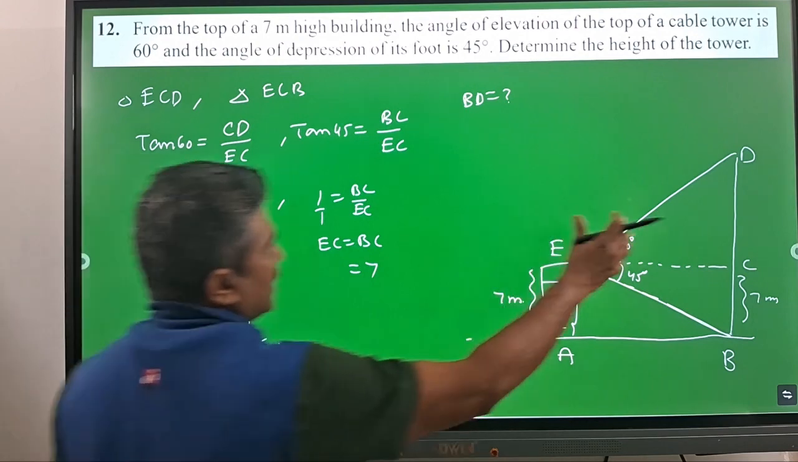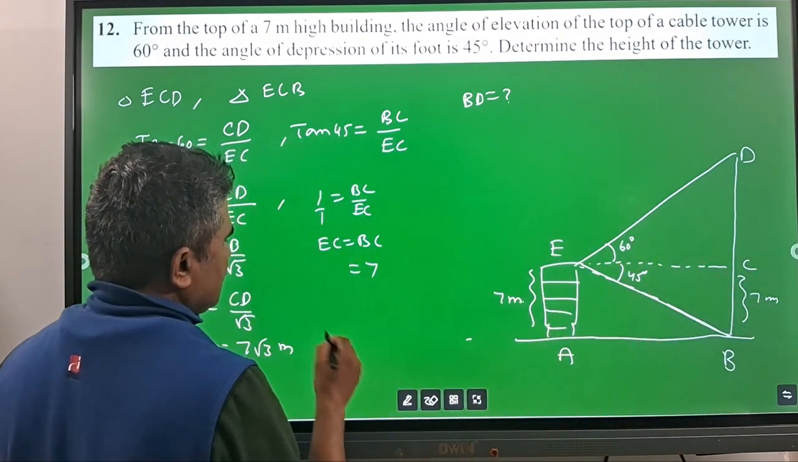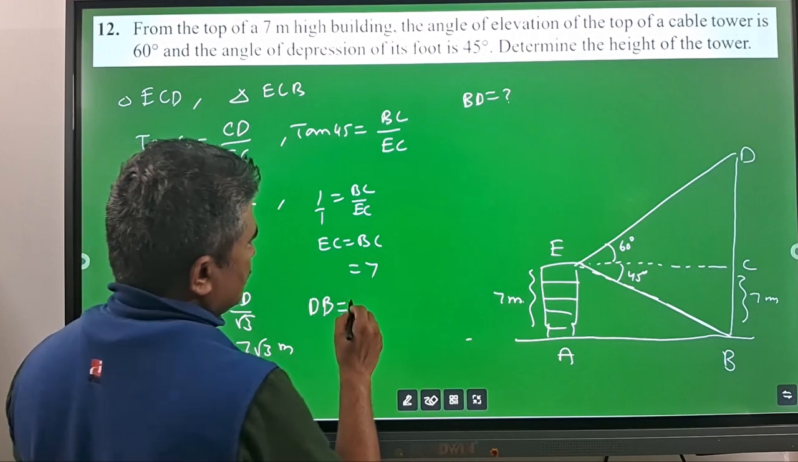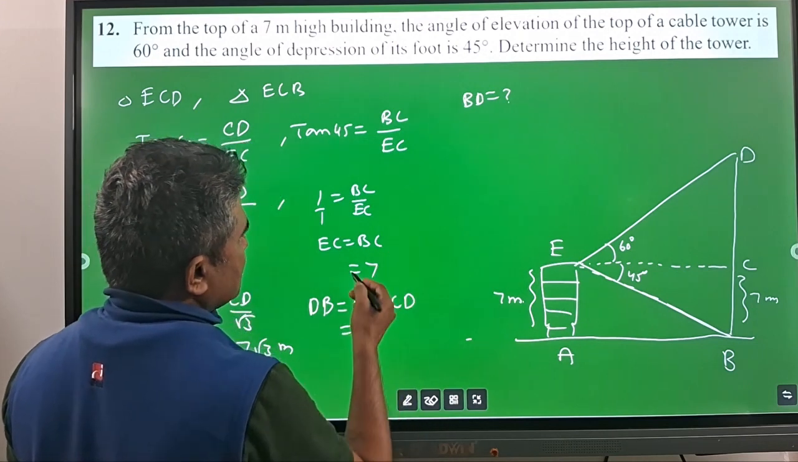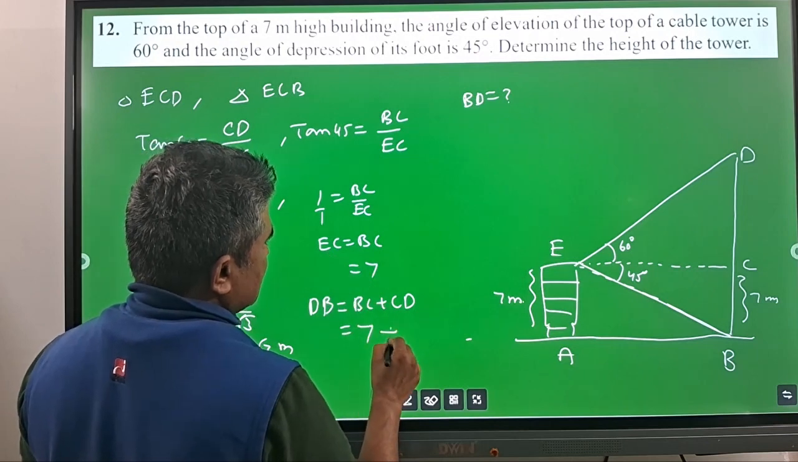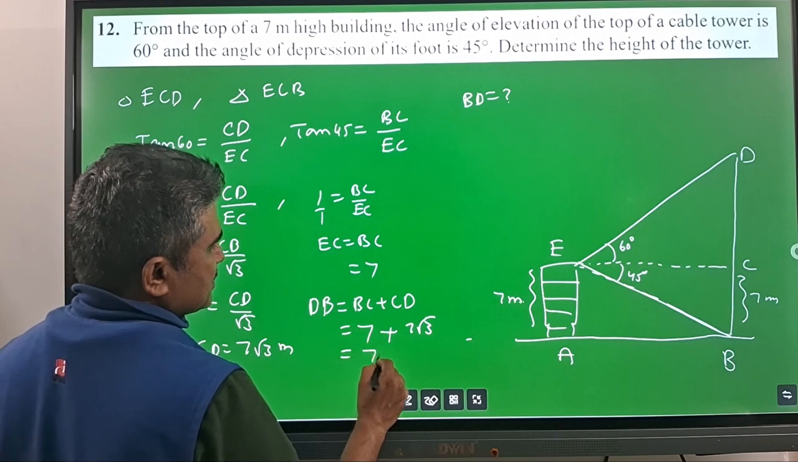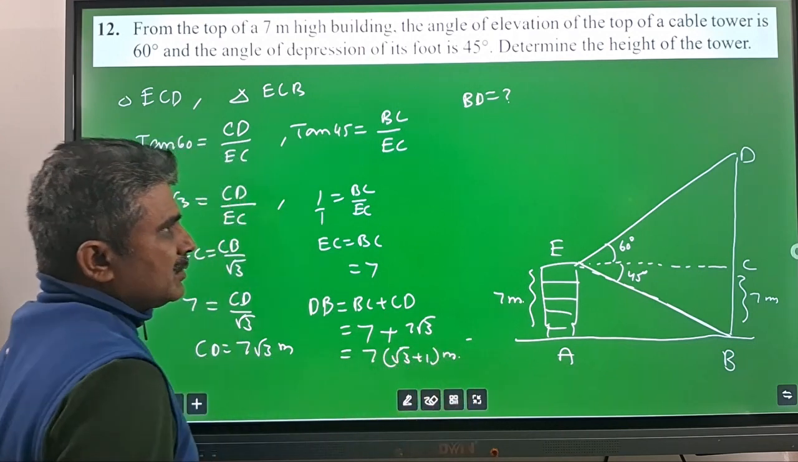We got the CD value and we have the BC value. So what would be the BD value? BD or DB is equal to BC plus CD, where BC is EC, that is 7 meters, plus CD is 7√3 meters. So on the whole you have 7 times (√3 plus 1) meters. So this is the height of the tower.